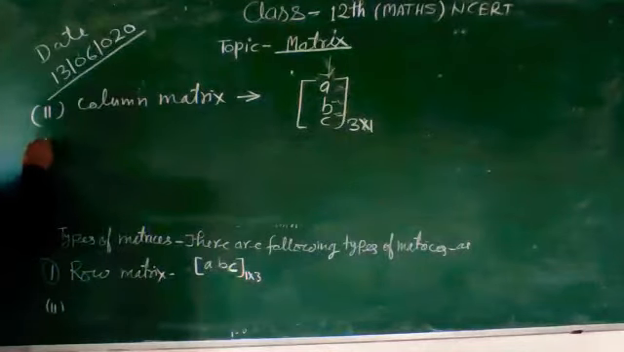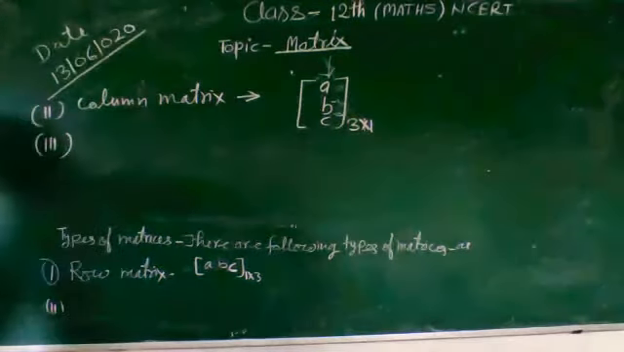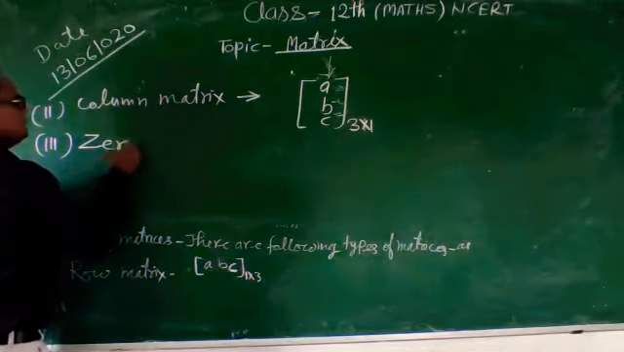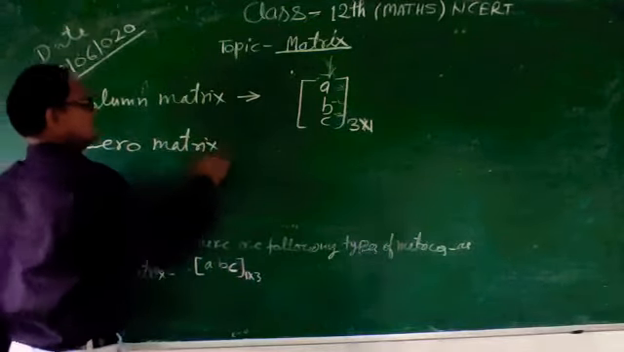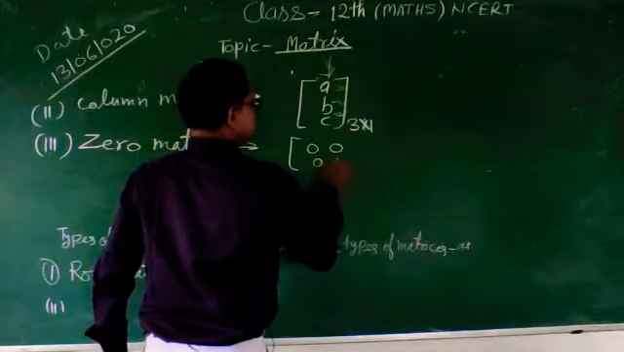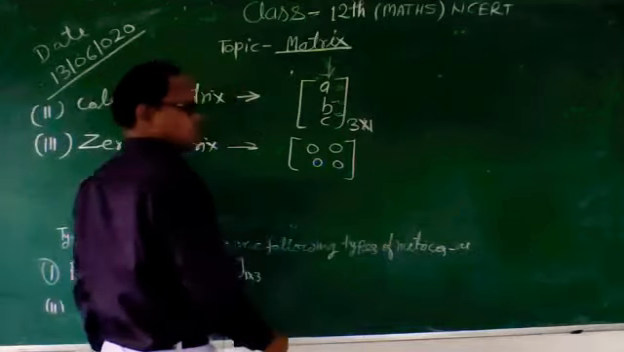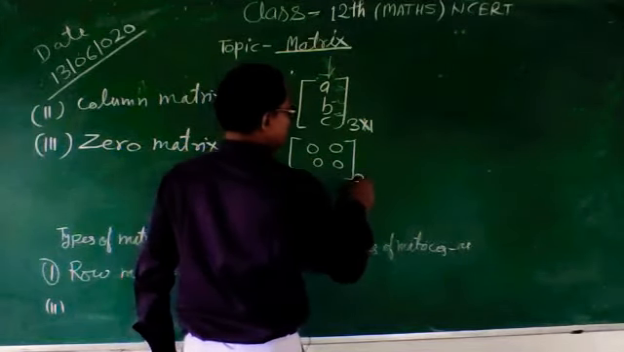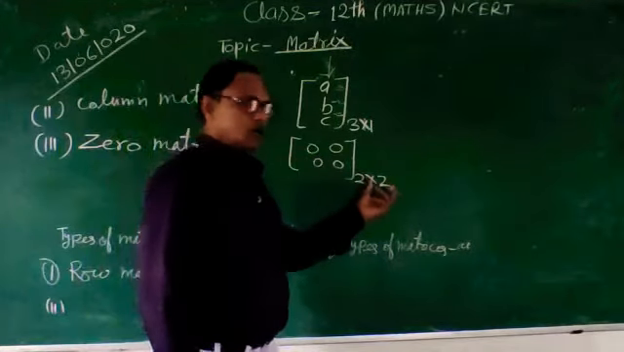Third case, zero matrix. In this case all elements are found 0. For example 2 into 2, 2 rows and 2 columns.